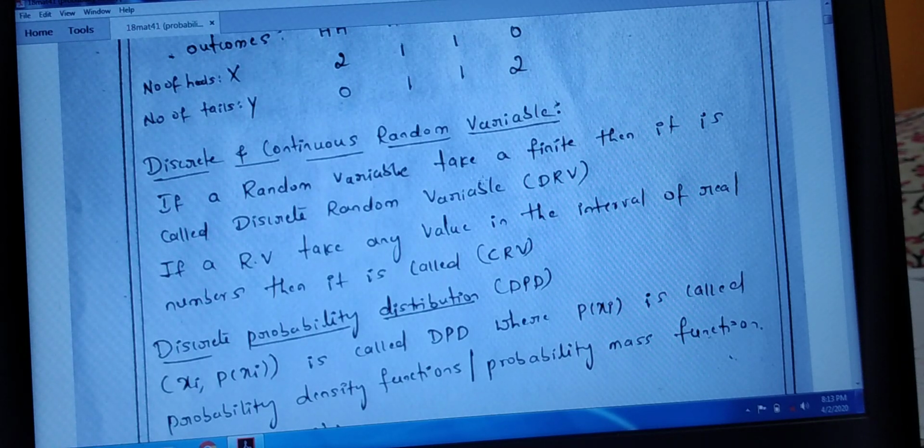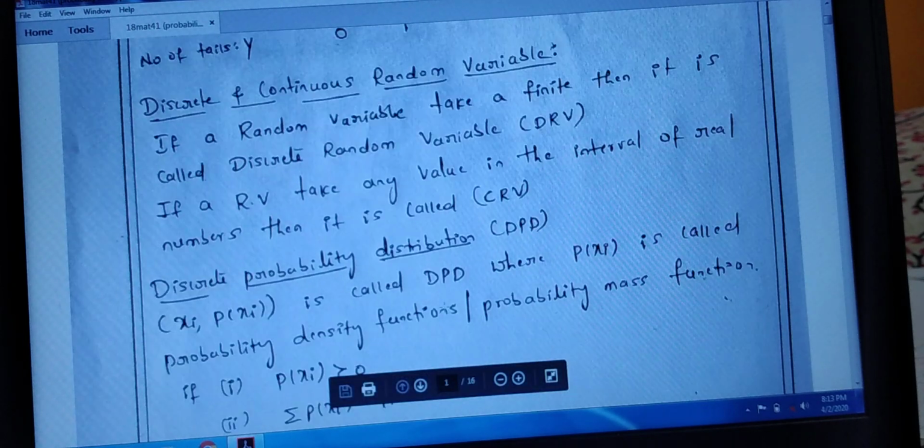So if the number is countable, that is, a random variable which assigns a finite number, then that is called a discrete random variable. Here we have the definition of a continuous random variable: if a random variable takes any value in the interval of real numbers, then it is called a continuous random variable. If it takes any value in the interval of real numbers, then that random variable is called a continuous random variable.